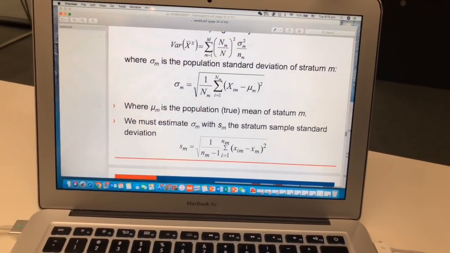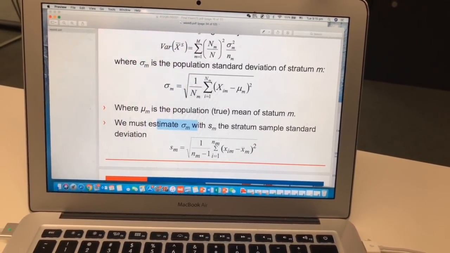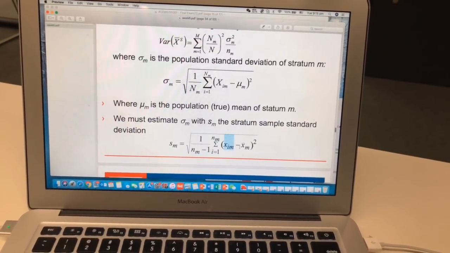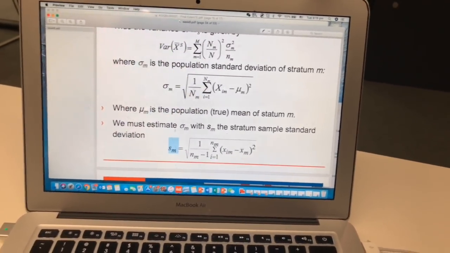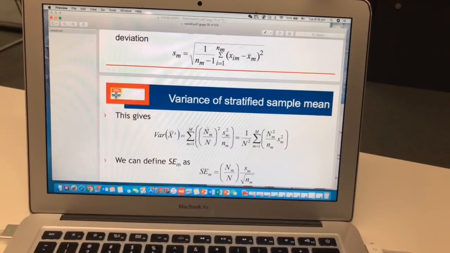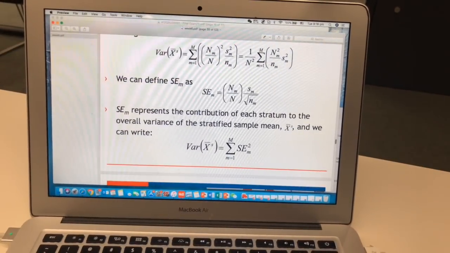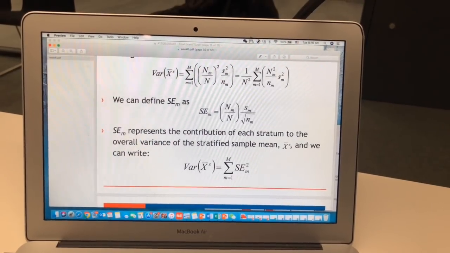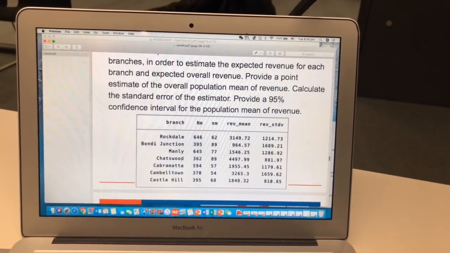So we must estimate sigma m with S m, the stratum sample standard deviation. So this is the sample standard deviation for each sample. This gives the variance to be this, and the standard error is this. This is the contribution of each stratum to the overall variance of the stratified sample. This is how they contribute, and we can write this with a strata example.